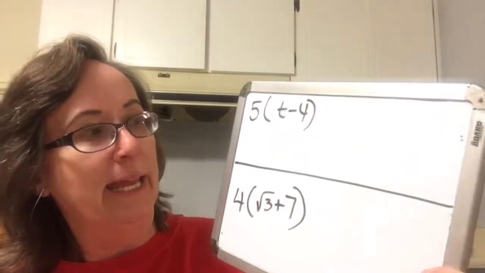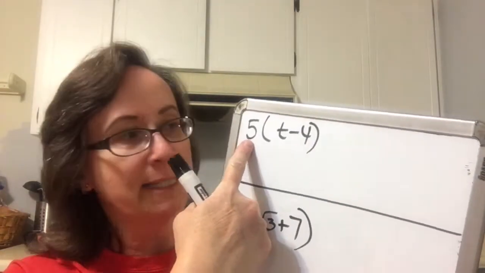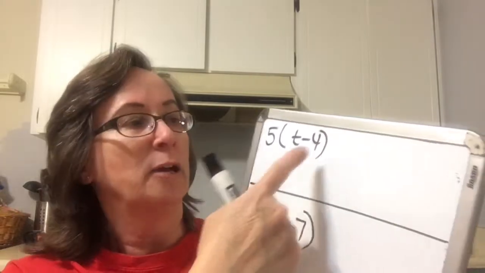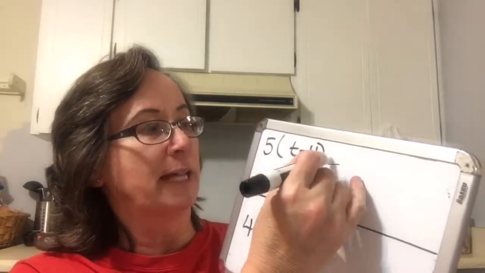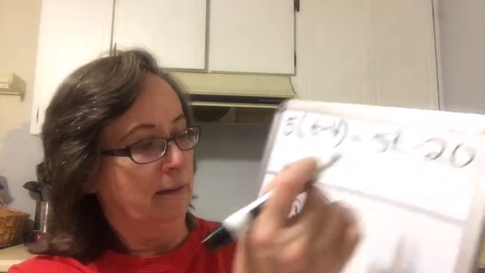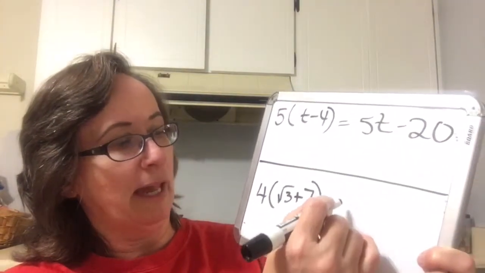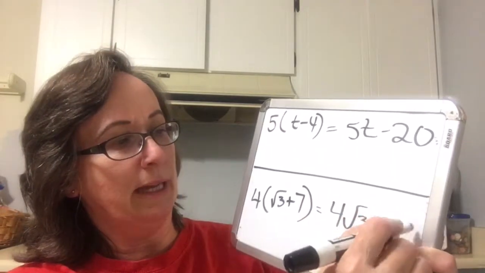Okay, so now we're moving into the multiplication. We've done addition and subtraction. Now we're moving into multiplication, and they're going to start us out with a constant in front of a binomial, or a distribution problem. So that's just going to be a 5t minus 20, and this one's going to be a 4 square root of 3 plus 28.